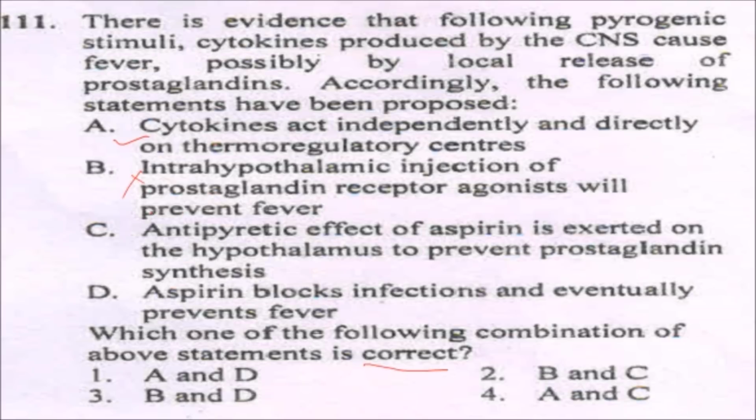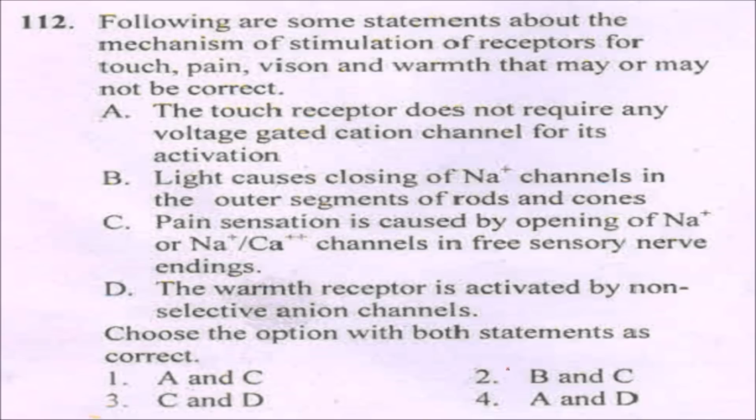The intrahypothalamic injection of prostaglandin receptor agonists will prevent fever. No, the statement is wrong. The antipyretic effect of aspirin is exerted on the hypothalamus to prevent prostaglandin synthesis. It's true. And aspirin blocks the infections and eventually prevents fever. No, aspirin doesn't block the infection, rather it acts through the hypothalamus. So the true statements here are A and C. So option 4 is the right one.